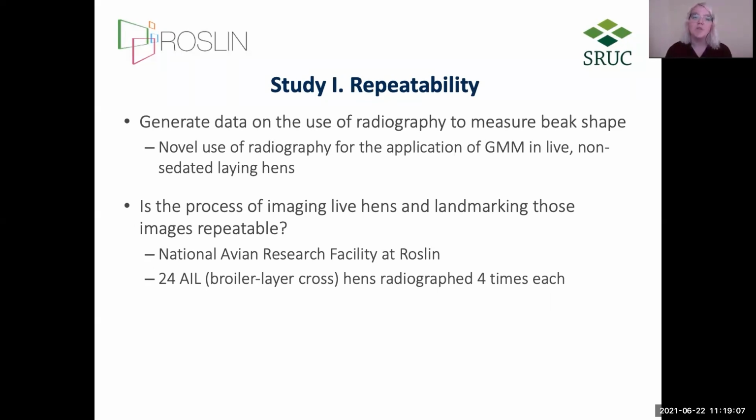This study helped develop the novel capability of using radiography for the application of GMM in live non-sedated laying hens. This study aimed to answer if the process of imaging these hens and then landmarking those images is repeatable and reliable. It was conducted at the National Avian Research Facility at Roslin Institute and used 24 advanced intercross line, or AIL, hens that were radiographed 4 times each.